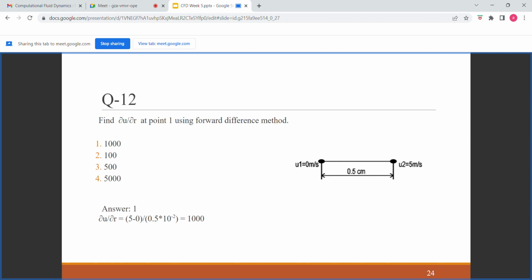So we'll see what the question is. Find ∂u/∂r at point 1 using forward difference method. Four options are given, that is 1000, 100, 500, 5000. So what is ∂u/∂r at point 1 using forward difference method?